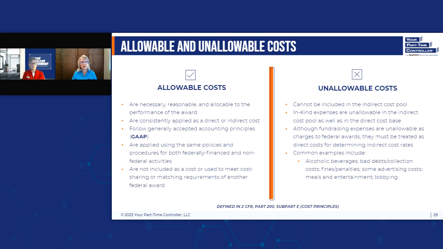Unallowable costs cannot be included in the indirect cost pool. These costs, such as entertainment, fines, lobbying, and certain advertising expenses, must be excluded from the indirect cost rate proposal to ensure compliance with federal regulations. However, unallowable costs can be included in the direct cost base for the purpose of allocating indirect costs. This includes costs like fundraising, which, although not allowable as charges to federal awards, must be treated as direct costs for determining indirect cost rates.